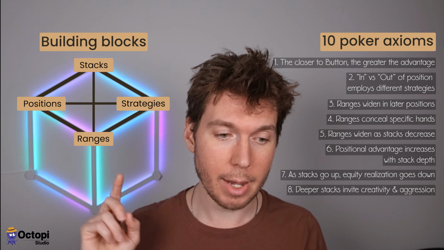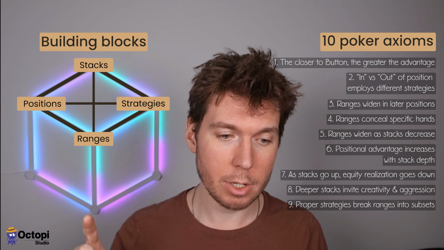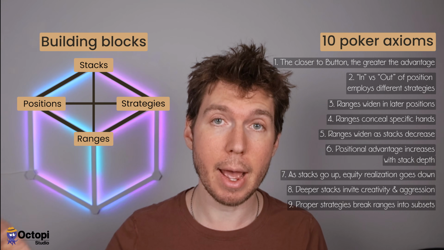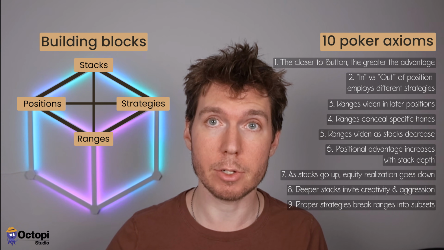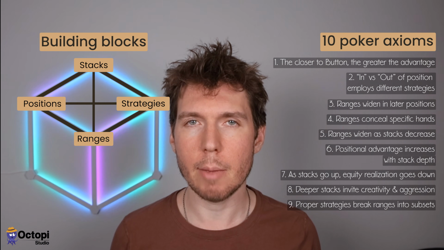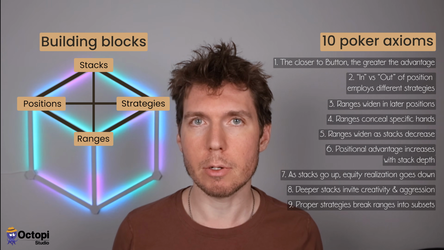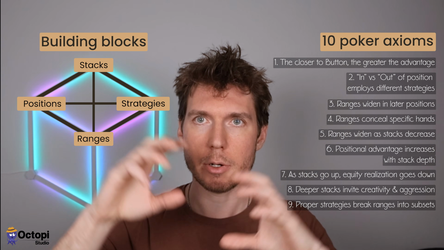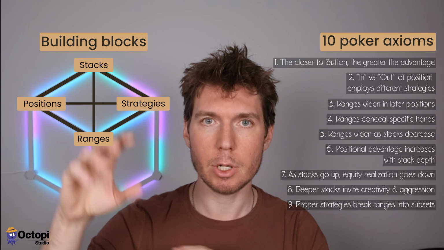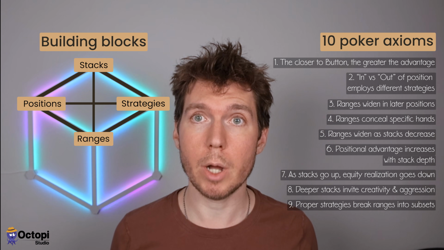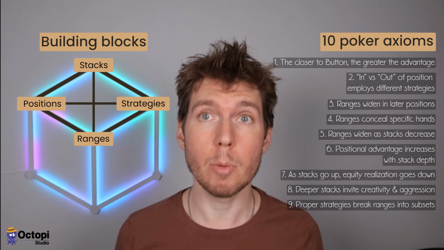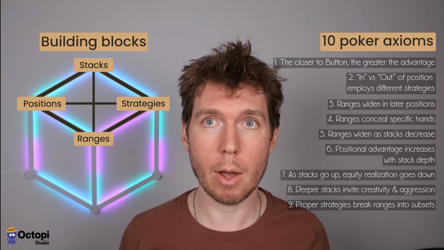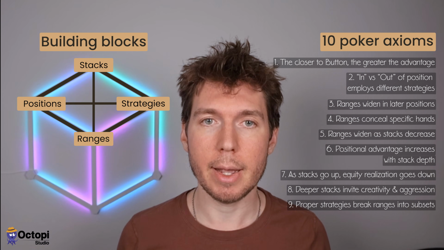So, the ninth is that proper strategies are predicated on identifying ranges and accurately weighting their subsets. So, what does that mean? Well, we talked about this earlier. The idea of having a range and then breaking it down into certain subsets of that range tell you specifically what types of hands compose your opponent's range.